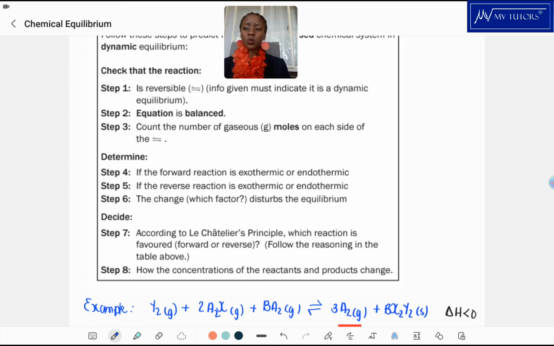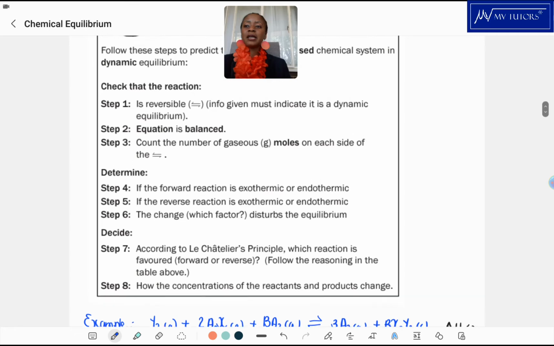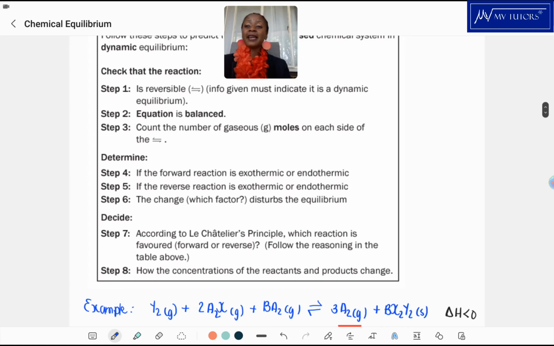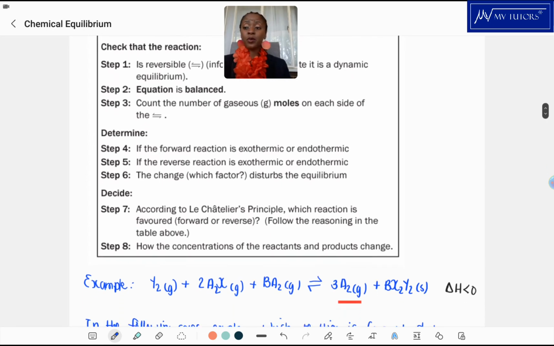I think the important ones are steps 1 to 3, especially step 2. Please make sure that your equation is balanced. But everything is quite important. So we're going to look at an example, and then we're going to see how to apply all of this.